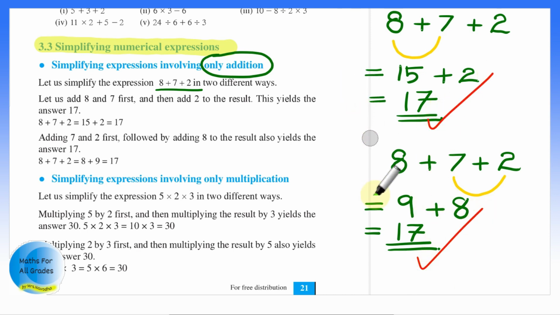So what you have to learn here is when you get such expressions that involve only addition, remember, there should be only addition, the order doesn't matter. It doesn't matter where you start the addition. It could be 8 plus 7 first or it could be 7 plus 2 first in this example. So remember, the expression should contain only addition to obey this rule.